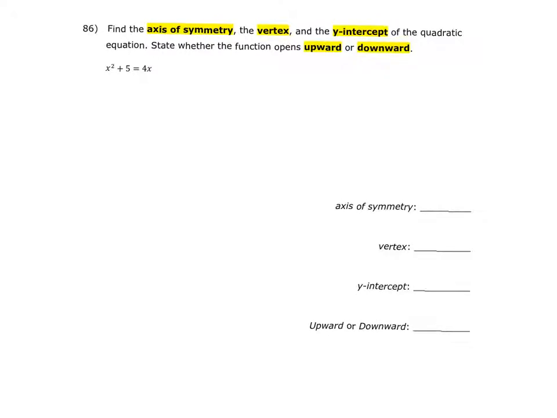They want us to find the axis of symmetry, vertex, y-intercept, and whether we open up or down. Well, step 1 is always to put it in standard form, which means I'm going to have to subtract 4x and then put it in standard form. X squared minus 4x plus 5 is equal to 0. I can immediately look at A, and because it's positive, I know this opens up.